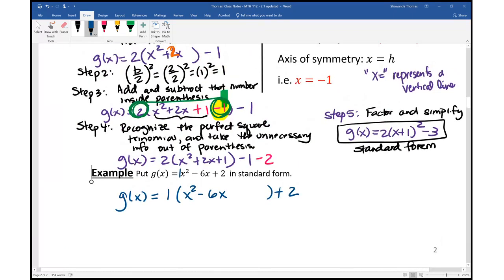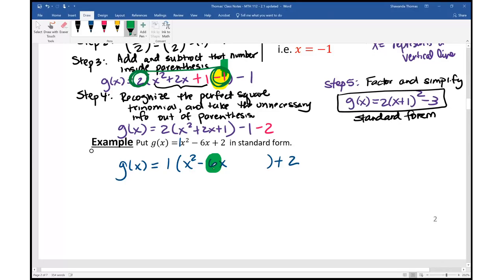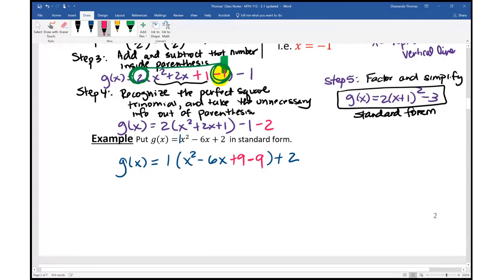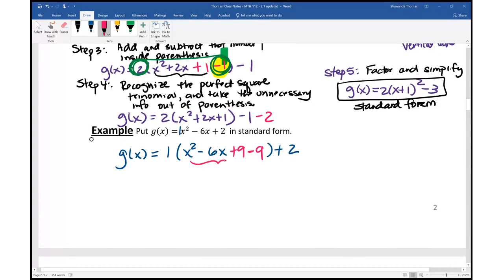Second step, we are going to do our b over 2 squared. So we're going to take this number that's in this spot right here, divided by 2. Negative 6 divided by 2 is negative 3, and square that number. We're going to get plus 9 minus 9. We're going to add and subtract that number, and then we're going to recognize the perfect square trinomial right here. We're going to take out this negative 9, but remember, it is associated with that 1. So 1 times negative 9 is negative 9.